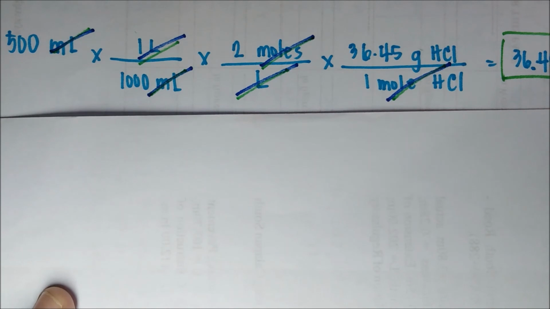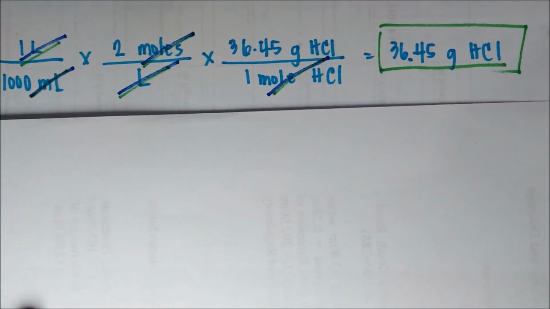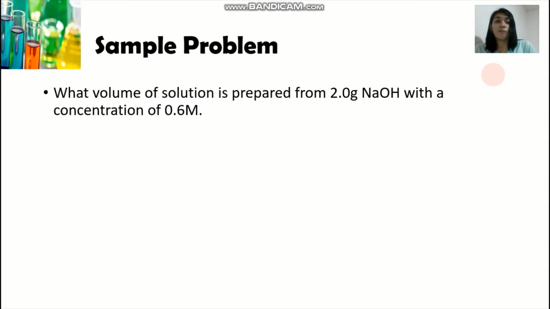Okay, so the final answer now is 36.45 grams of your hydrochloric acid. So next problem, what volume of solution is prepared from 2 grams sodium hydroxide with a concentration of 0.6 moles per liter?